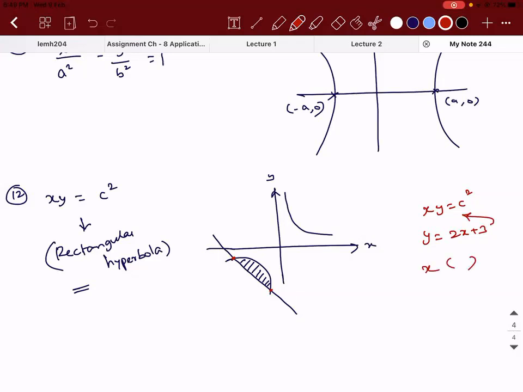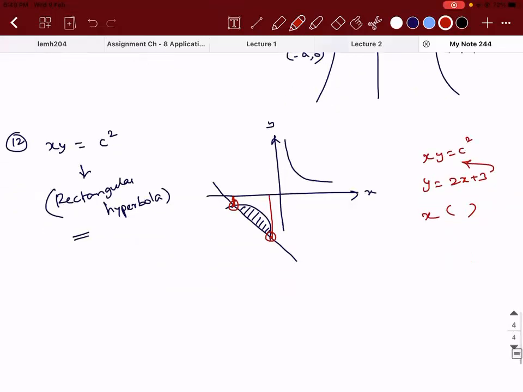When you find the x value, you will get two values of x. Of those two values, the least value is the lower limit and the highest value is the upper limit. Clear? Yes, sir. Then what you need to do is integral from lower limit to upper limit.